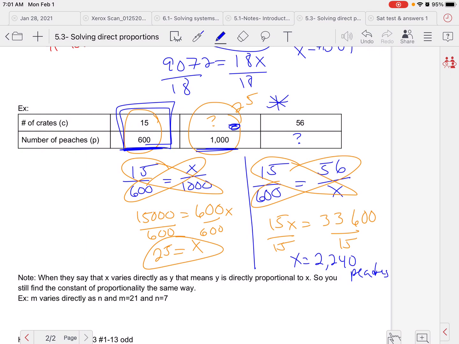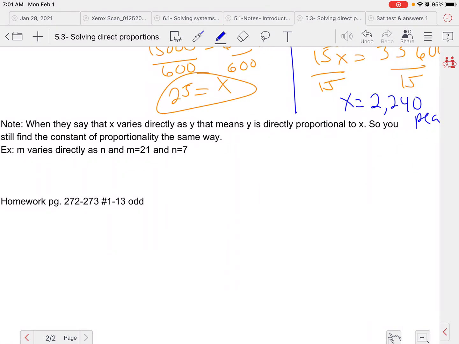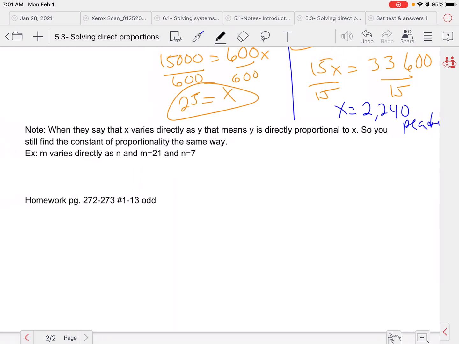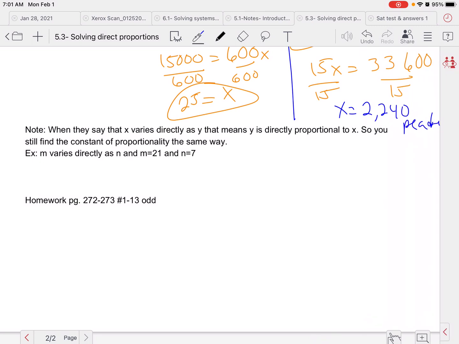All right. So this next one, this is where students have some issues occasionally. Okay? So it says, when they say that x varies directly as y, that means y is directly proportional to x. So they basically are changing the wording, because remember when we talked about y is directly proportional to x, we know y is our top number and x is our bottom number. So when it says varies directly, we basically flip-flop the top and bottom. Okay, so just remember that you already know how to do this type of problem, they're just changing the wording.